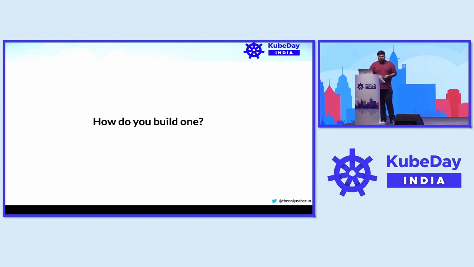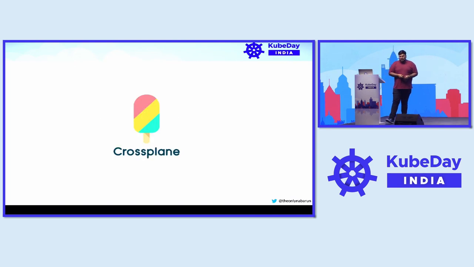I'm going to show a few key CNCF projects that are in the ecosystem right now. By no means are they the only ones. They are the ones that are doing a really great job in building something universally acceptable to everyone. The first project, Crossplane. So what does Crossplane do?